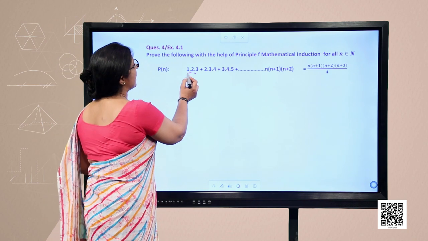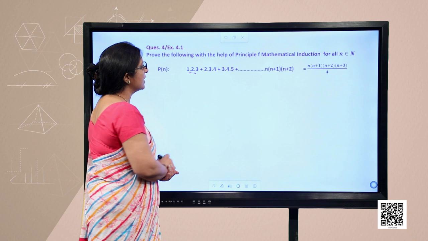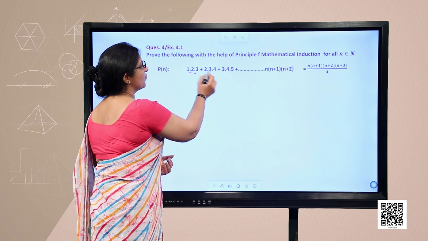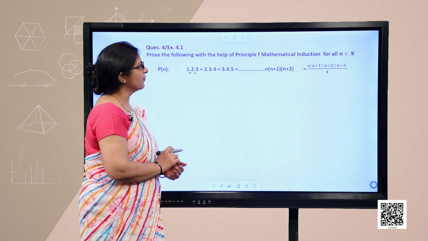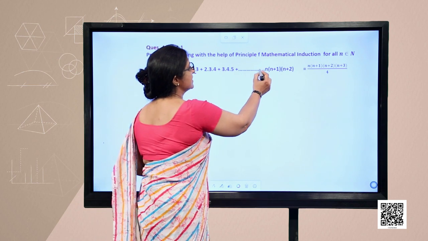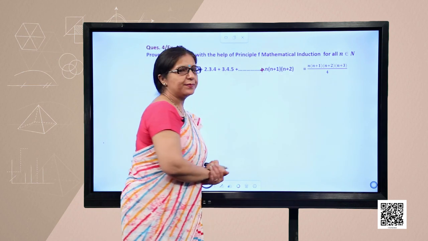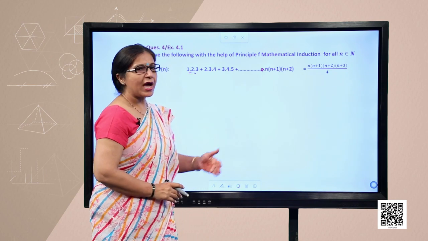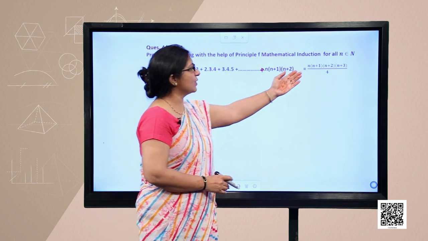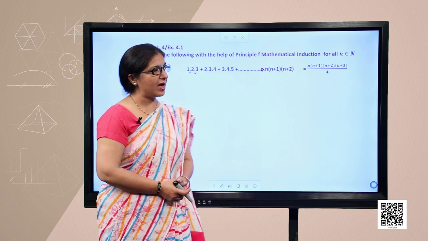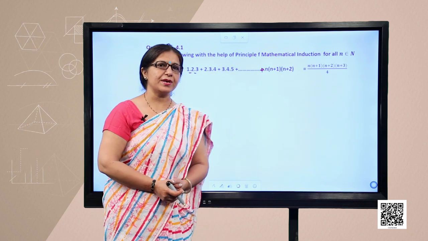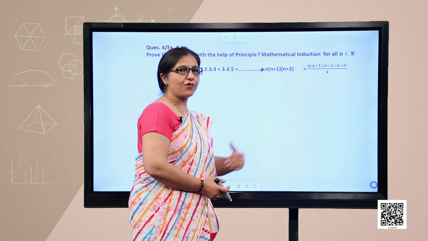So we will read it like 1 into 2 into 3 plus 2 into 3 into 4 plus 3 into 4 into 5 plus, this is the general term or the last term of this equation, n into n plus 1 into n plus 2, and we need to prove that it is equal to n into n plus 1 into n plus 2 into n plus 3 divided by 4.